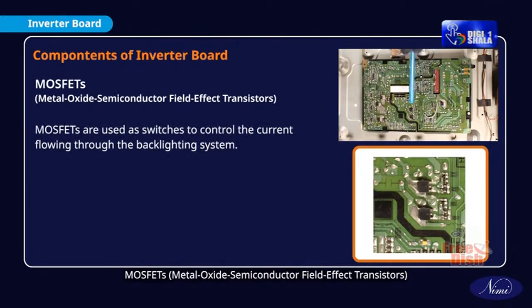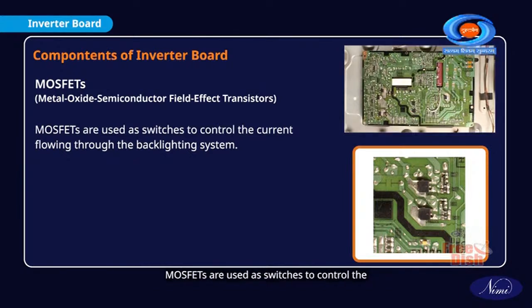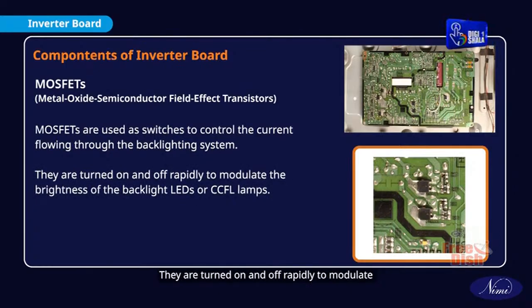MOSFETs, metal oxide semiconductor field effect transistors. MOSFETs are used as switches to control the current flowing through the backlighting system. They are turned on and off rapidly to modulate the brightness of the backlight LEDs or CCFL lamps.